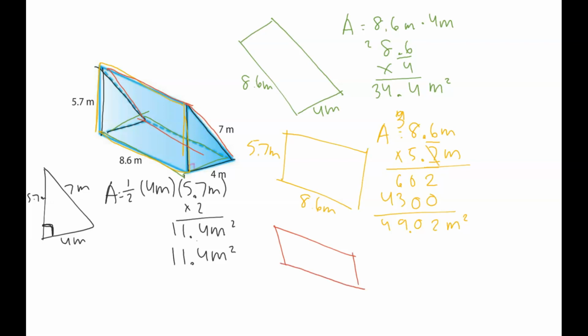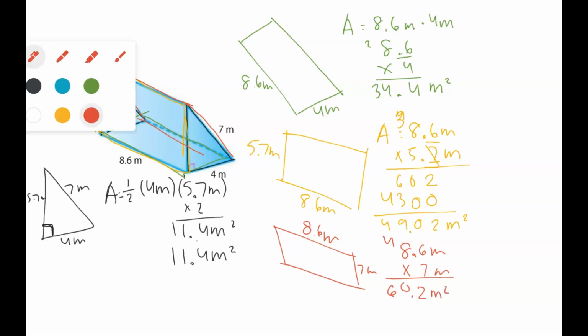And that one is going to be 7 meters as the height, and the width is still going to be 8.6 meters. So we're going to multiply 8.6 meters times 7 meters. 6 times 7 is going to be 42. Write the 2, carry the 4. 8 times 7 is going to be 56, plus the 4 is going to be 60. Sorry, just doing math in my head right there. One number behind the decimal, so that's 60.2 meters squared.